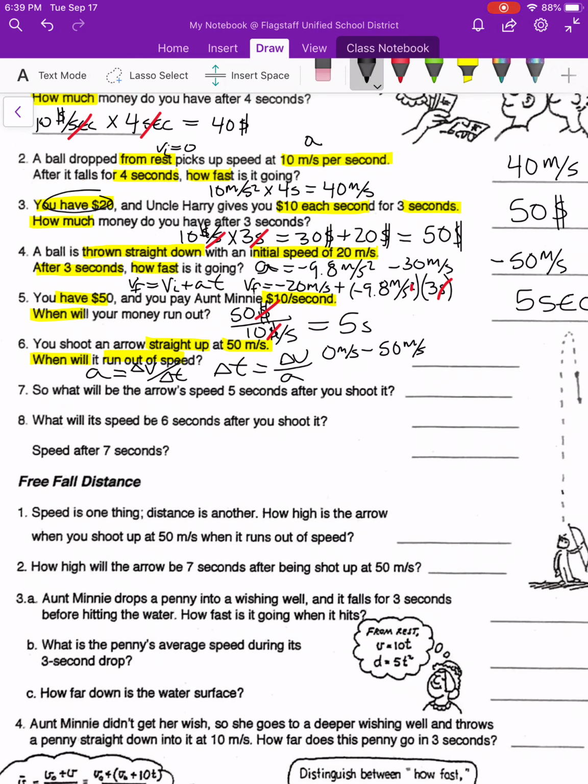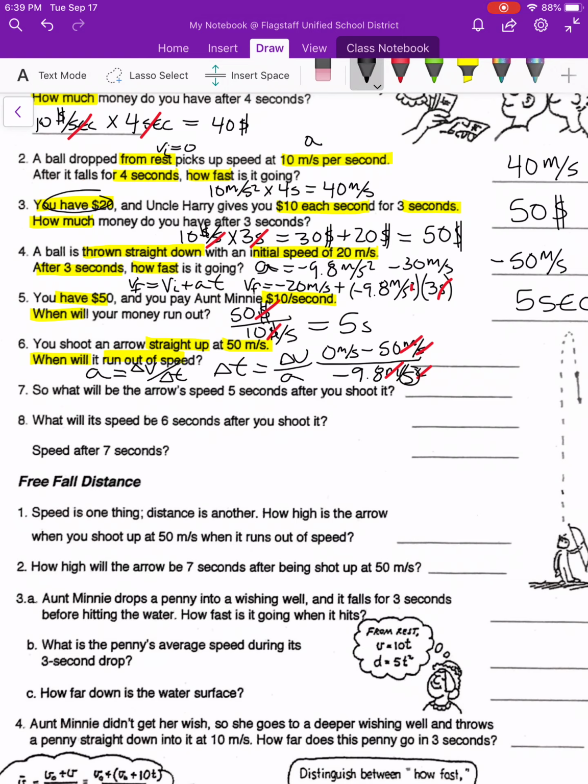If the arrow was thrown straight down or shot straight down, remember this 50 would be a negative, so this minus a negative would have flipped to a positive. So signs are super important, okay? So minus 50 divided by negative 9.8 meters per second squared. When I run through this algebra, all these are going to cancel out. Meters, seconds, and the second squared cancels out, but it leaves me with 1 second, or just a second unit.